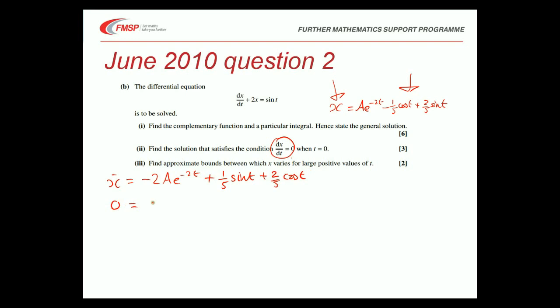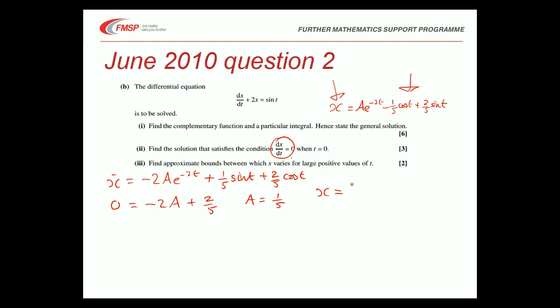They're telling me it's 0 when t is 0, so if I put 0 there and put t's in for 0, I'm going to get minus 2a. The sine term disappears because sine of 0 is 0, and cos of 0 is 1, so I'm going to get plus 2/5. And sorting this out gives me that a equals exactly 1/5. And we've got a nice recurring theme of fifths coming out here. This is only 3 marks, so it's no surprise that it's over quite quickly.